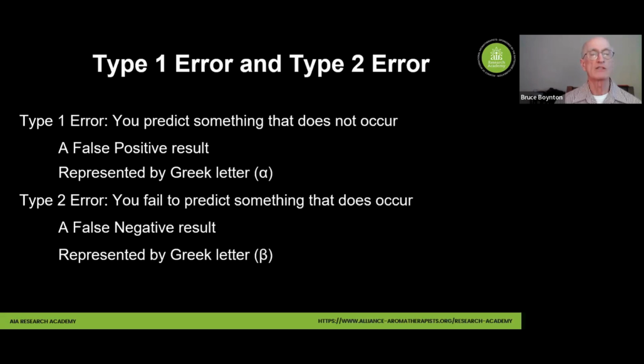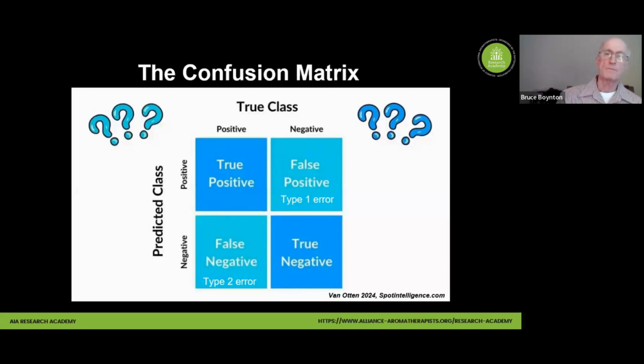Type 2 error is less talked about, but it should be more. Type 2 error is you fail to predict something that does occur. That's a false negative result, and it's represented by the Greek letter beta. I'm going to give you some examples here. Going back to our confusion matrix, we said type 1 errors are false positives. Well, it fits right in here. And type 2 errors are false negatives. So you understand how it relates to this matrix.